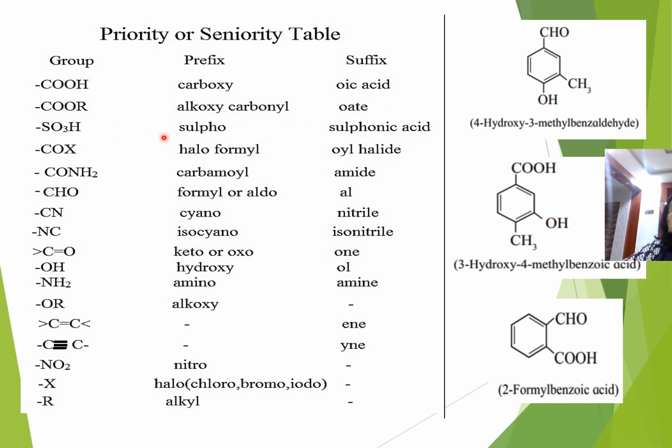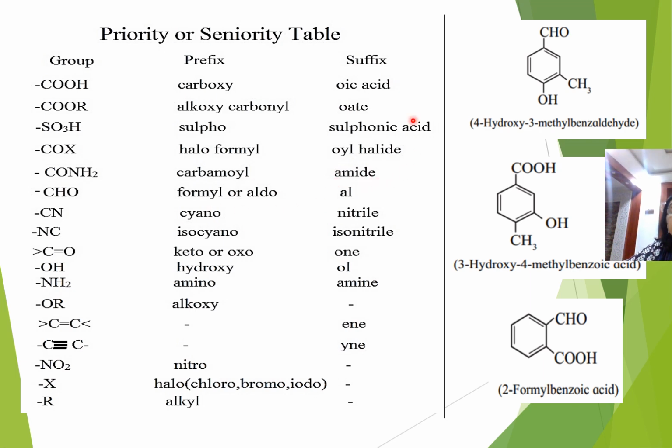If SO3H is a prefix, it is sulfo. If it is a suffix, it is sulfonic acid. If the COX group is a prefix, it is haloformyl. If it is a suffix, it is oyl halide. If the CONH2 group is a prefix, it is carbamoyl. And if it is a suffix, it is amide.